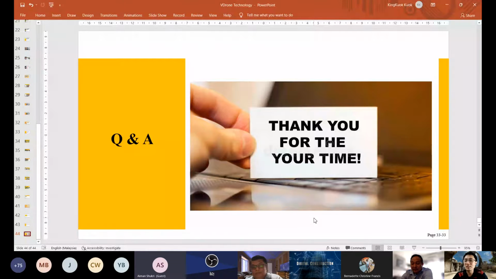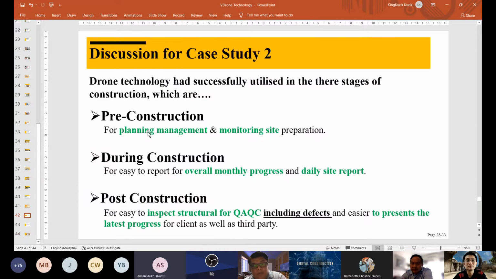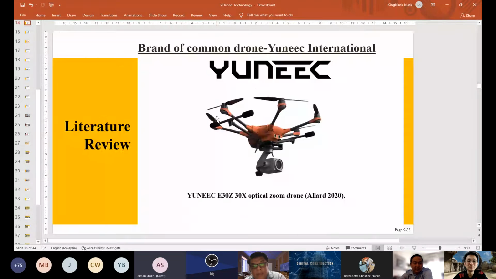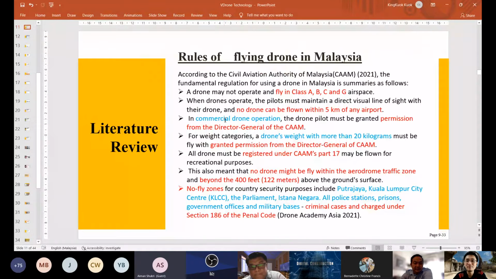Then the next one is from Nasrul Hakim. What are the challenges we could foresee from the perspective of Malaysian drone regulation? So Malaysian drone regulation, by the time we go through it, these are the list of regulations that we need to follow by the time we fly the drone.